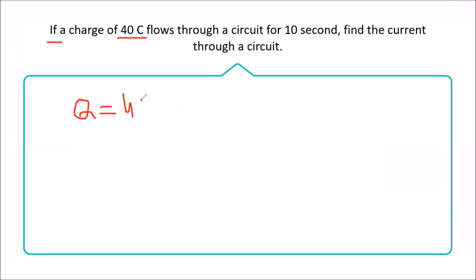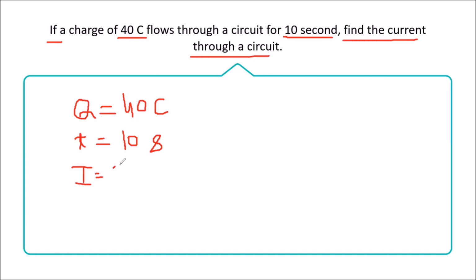It's very important that we always write the given first, because that also gives us clarity about what is to be found and which formula can be utilized. Flows through a circuit for 10 seconds. Seconds means time, so we have time available, which as per the question is 10 seconds. The question says find the current through a circuit, which means we have to find current. So this is our given in the question.